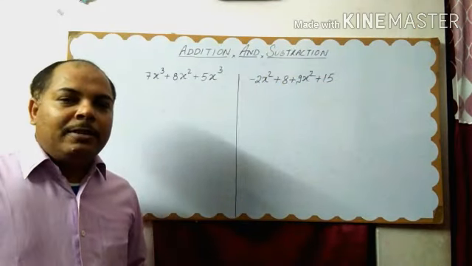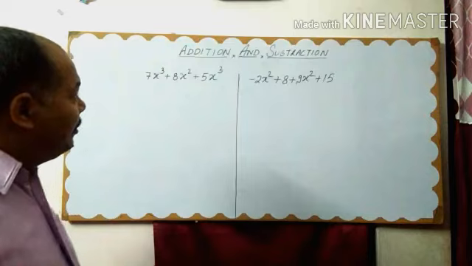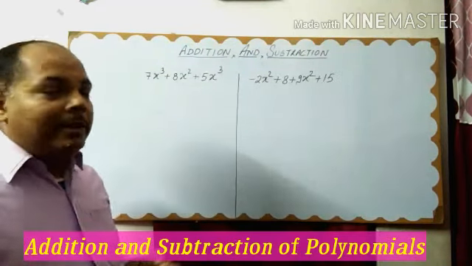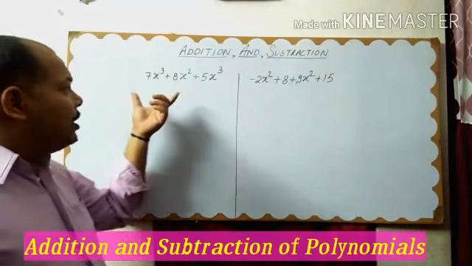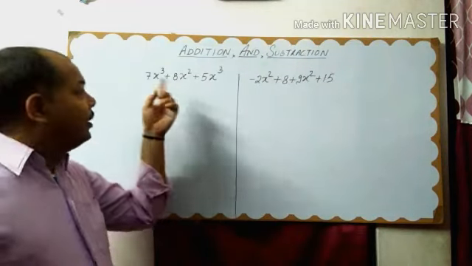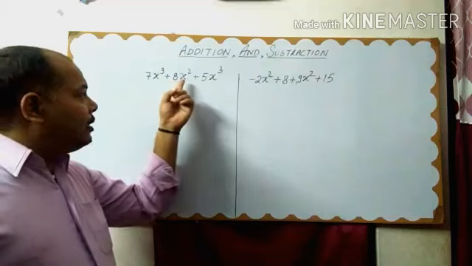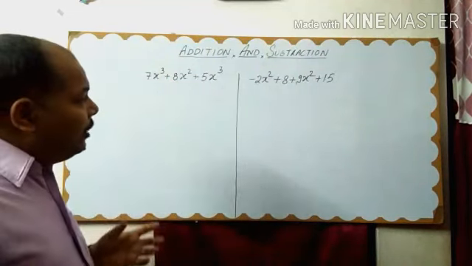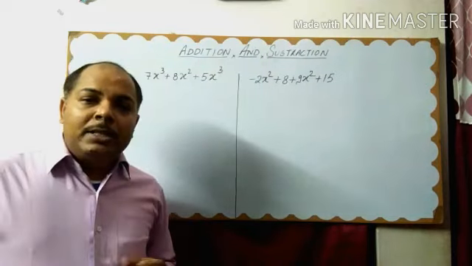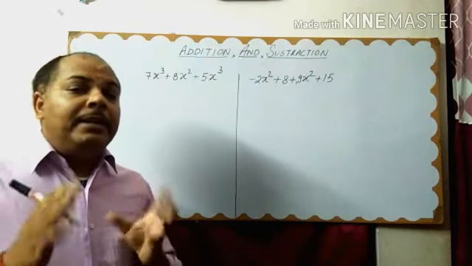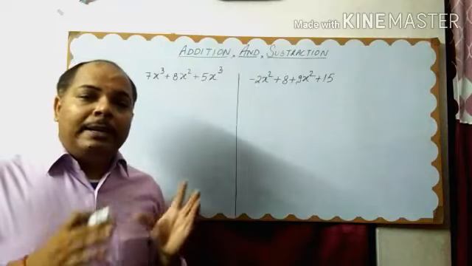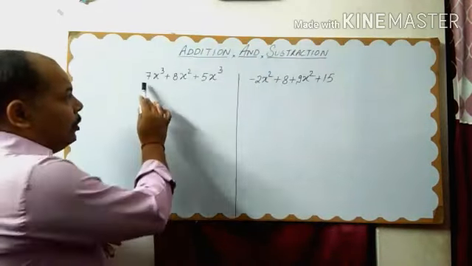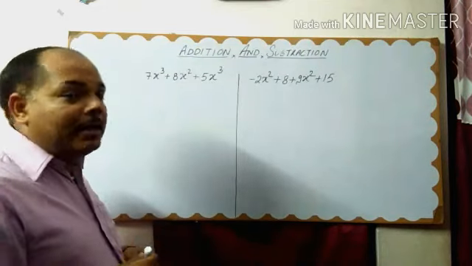Hello students, today in this video we will understand how we add and subtract polynomials. So let's start. First, see this polynomial: 7x cube, 8x square plus 5x cube. Whenever we add or subtract polynomials, first we identify the like terms, because only like terms should we add or subtract. So in this polynomial, first see which terms are like.